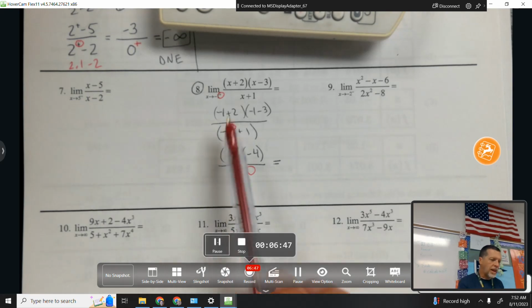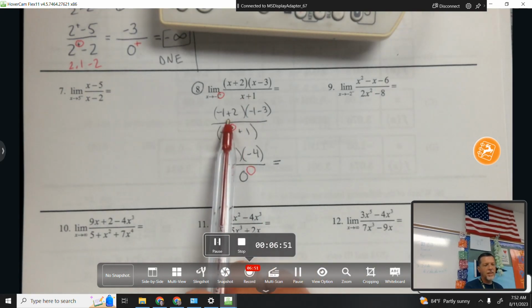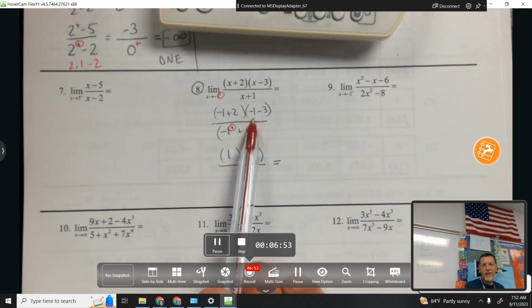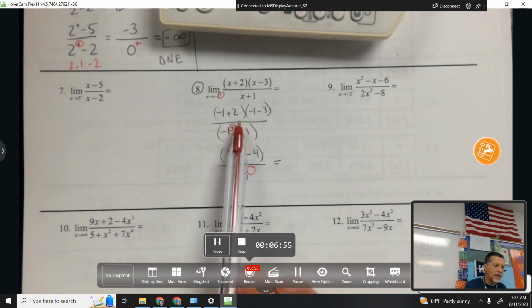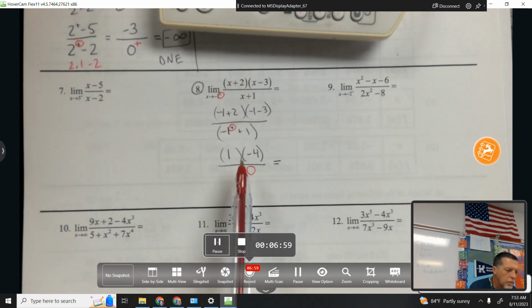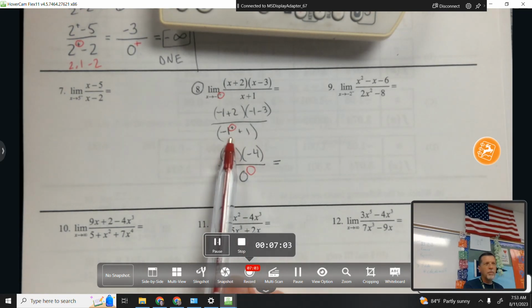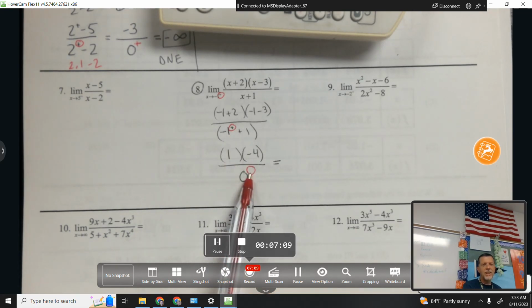So I plug in -1. I'm not worried about the plus or minus in the top because those aren't zeros. -1 plus 2 is 1. -1 minus 3 is -4. But the bottom one, -1 plus 1 is 0. But if I'm a little more than -1 and I add 1, is that 0 plus or 0 minus? Is it positive or negative?